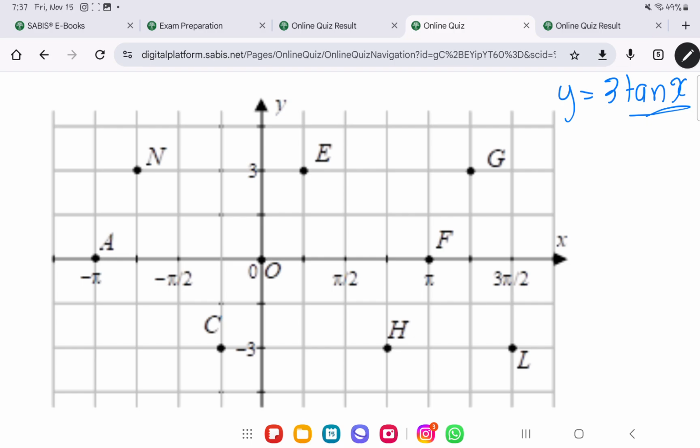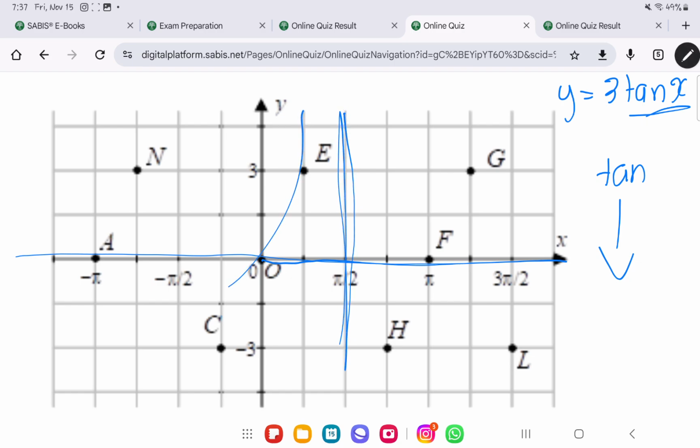That means taking our baseline, we didn't move our baseline. Just look at it. Did we move any units up or down? No, we did not. So that means our baseline is the x-axis. That means you have to look at the points. First of all, because it's tangent, you have to know that in tangent there is an asymptote. What's an asymptote? It's like something that has a boundary. For example, if this over here is the boundary, it cannot cross this boundary. Now, let us solve it and then we will explain it further.